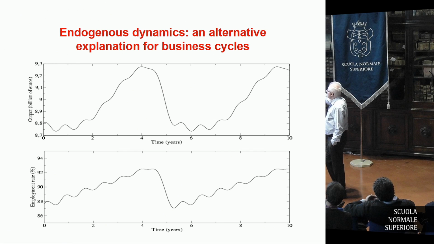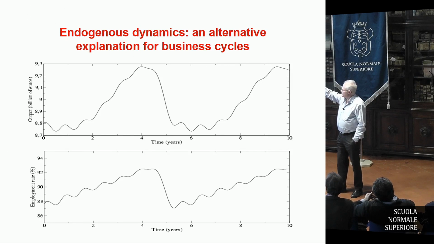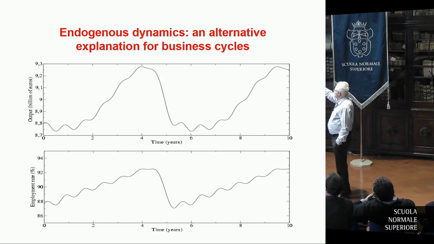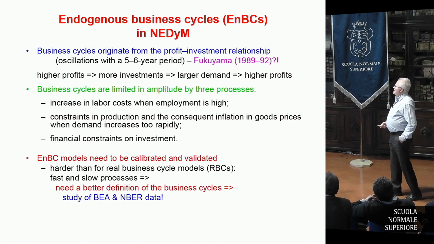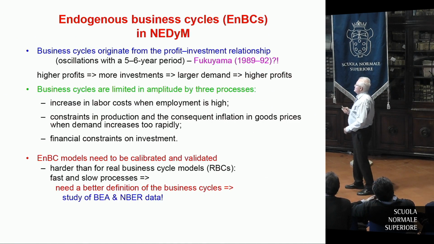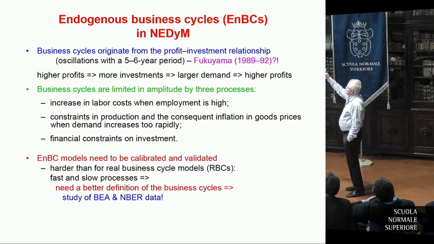So first of all, it has a periodicity of roughly 5 to 6 years. And this is just the output, and actually it's normalized in a certain way to the European economy at the time when we did the work. So this is billions of euros, employment rate in percentage points. Okay. And so this endogenous business cycle originates from the profit-investment relationship.